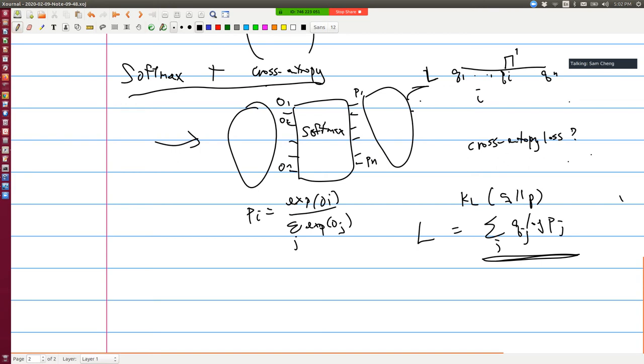So now the question, let's look at what will be partial L partial, let's say, o_i. What should we pass back? You can pass one at a time, right? So I can look at what's partial L partial p_i. That one should be just equal to, it's just one term here. This is a sum, but only j equal to i is non-zero, so it's just q_i over p_i, right?